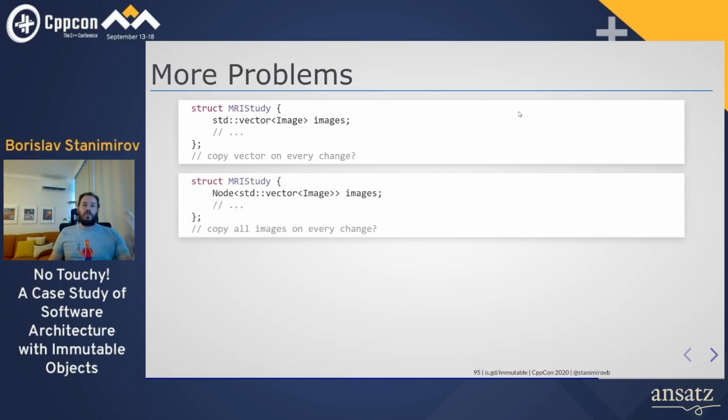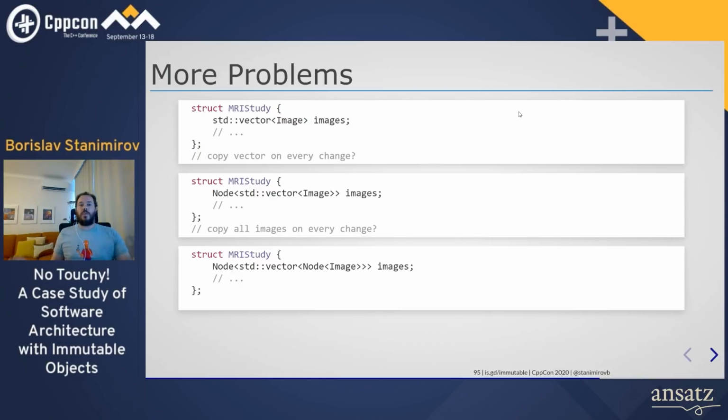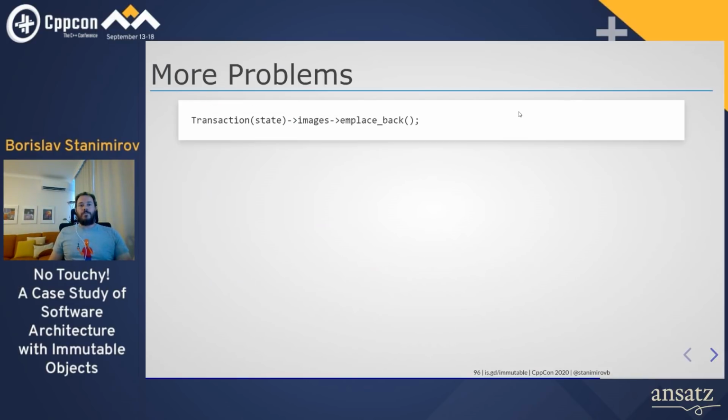So let's say we make the vector a node. But now when we add or remove or change the images inside, then the images will be copied. So of course, we know the answer. Let's make the images nodes. And what do we get here? We have the transaction, so we add a new image.